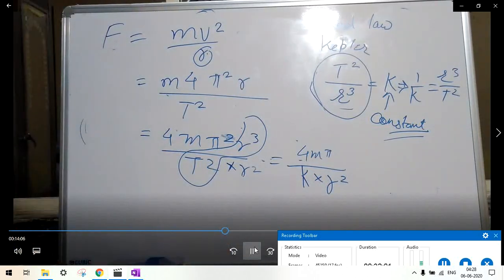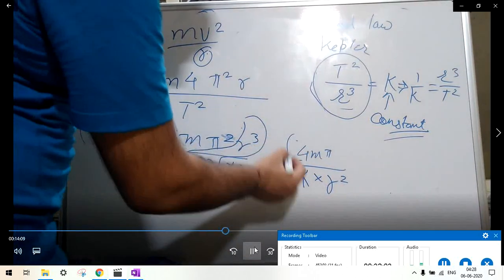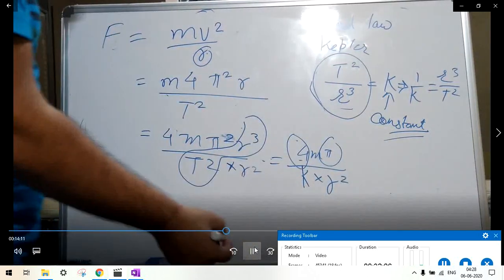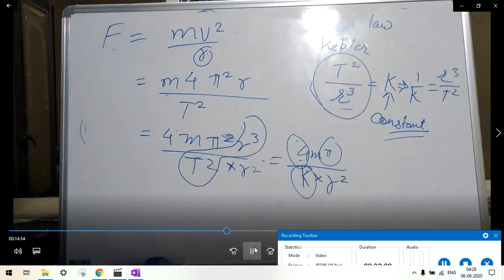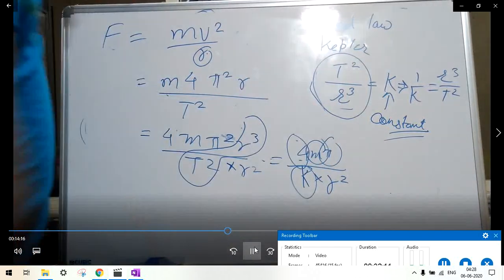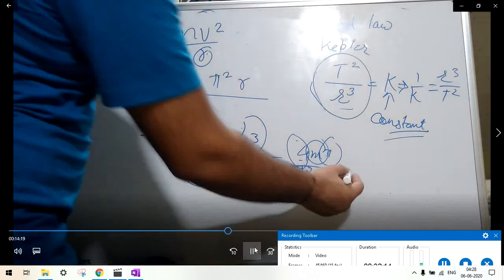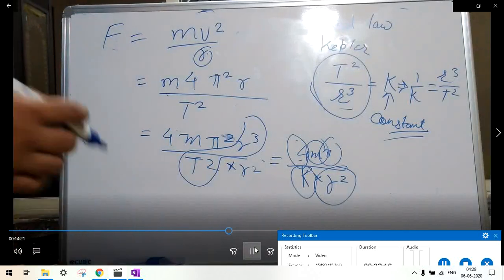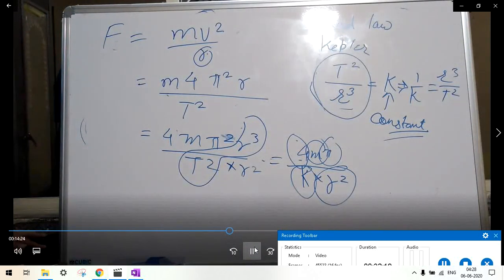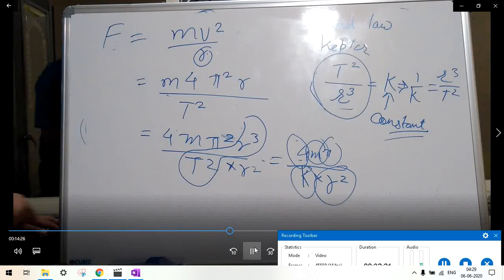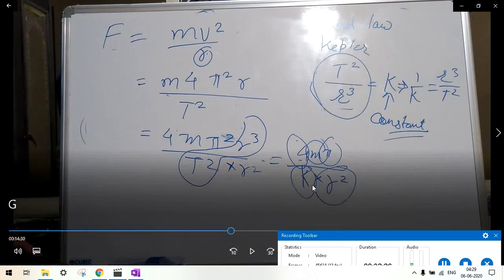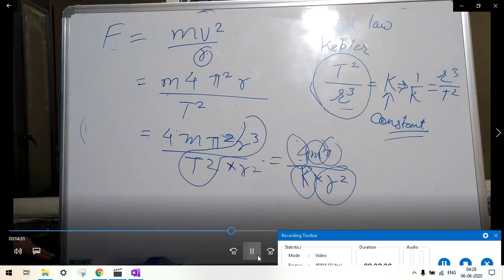Now there is one thing that you must understand. This 4 is a constant, right? This pi is a value which is constant. This K is also constant. This m, the mass, is also constant. So the only thing that is changing will be the radius. If the object is moving in a circular motion, the only thing which will be changing is the radius. What I am trying to say is that to change the force, we can only change the radius, or the distance of the object, nothing else. Okay, so yeah, we got it.